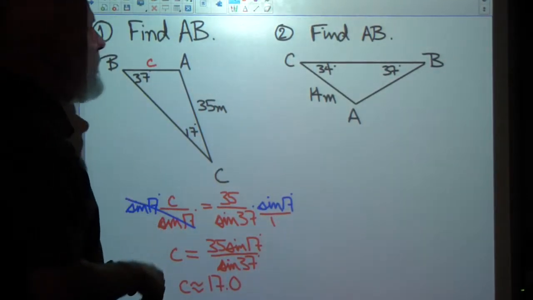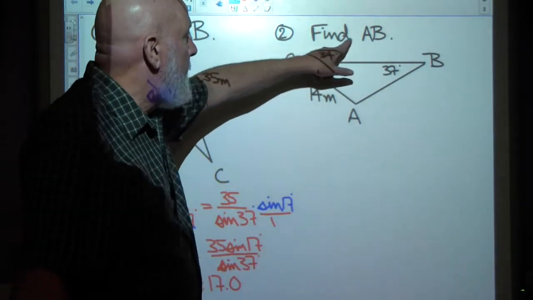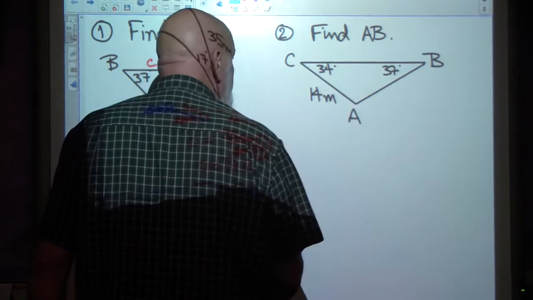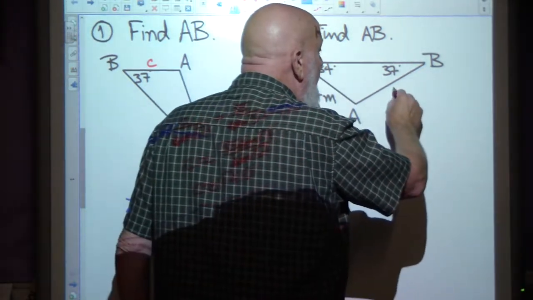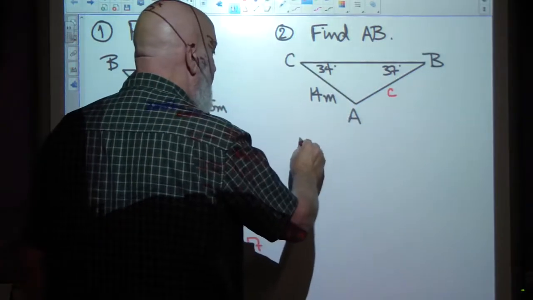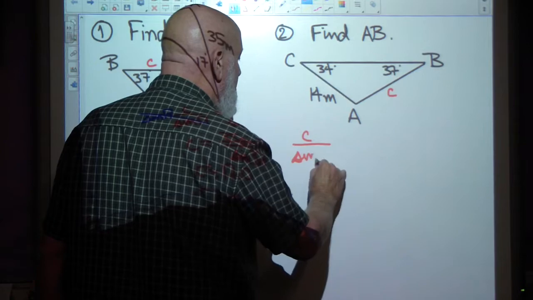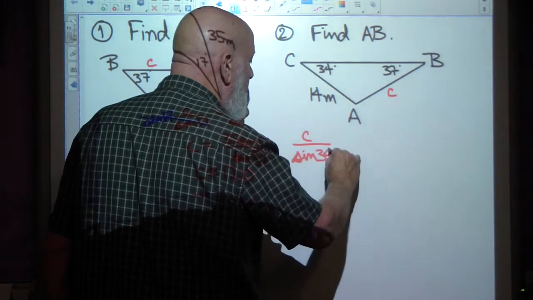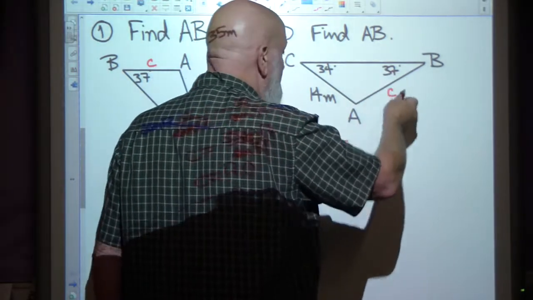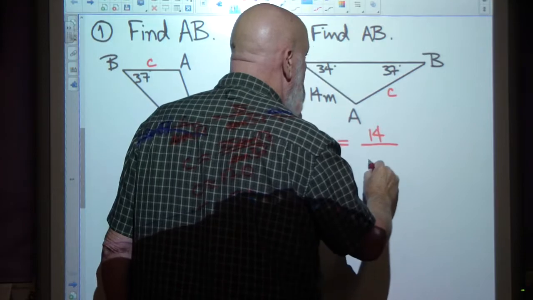Let's take a look at another one. In this case, I'm again looking for the length of AB. So I'm looking at this triangle. Here's the length of AB right here, and again, because it's opposite angle C, I'm going to call it small case c, and I'll say c is to the sine of 34 as 14 is to the sine of 37. These are the two I'm given.